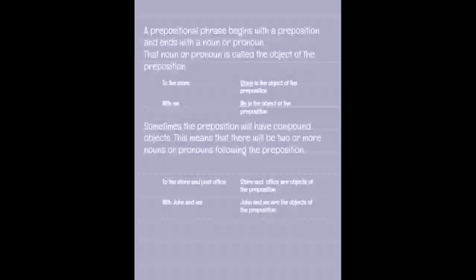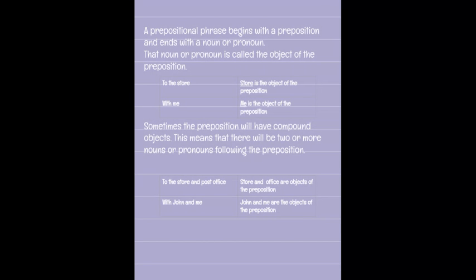A prepositional phrase begins with a preposition and ends with a noun or pronoun. That noun or pronoun is called the object of the preposition. So, to the store is a prepositional phrase. To is the preposition, store is the object of the preposition because it is the noun within the prepositional phrase. With me is a prepositional phrase. With is the preposition, me is the object of the preposition.